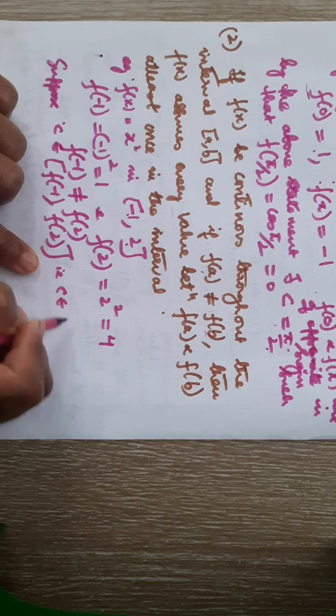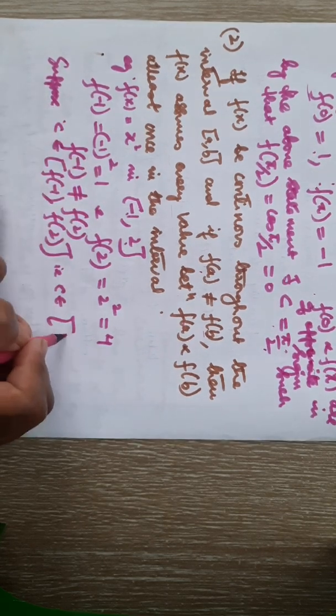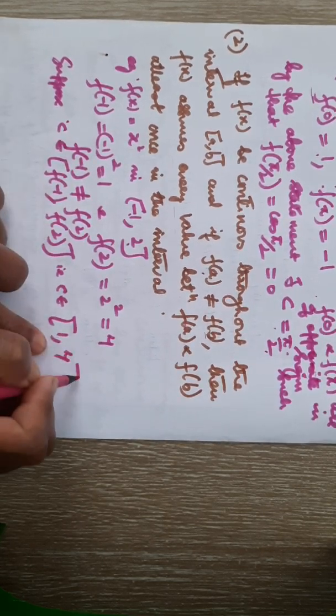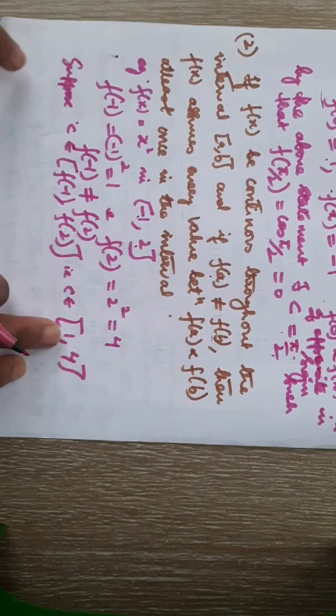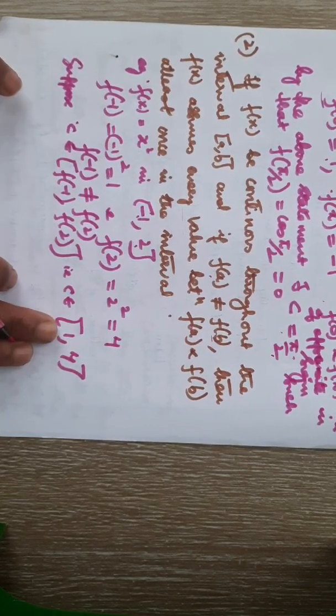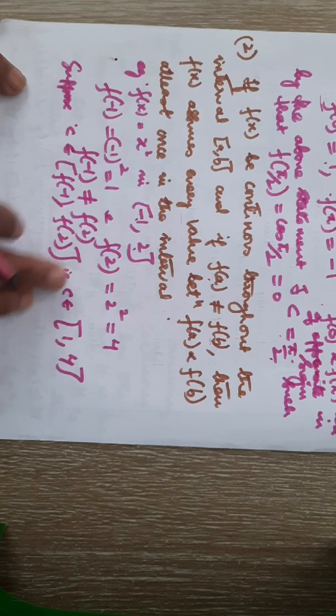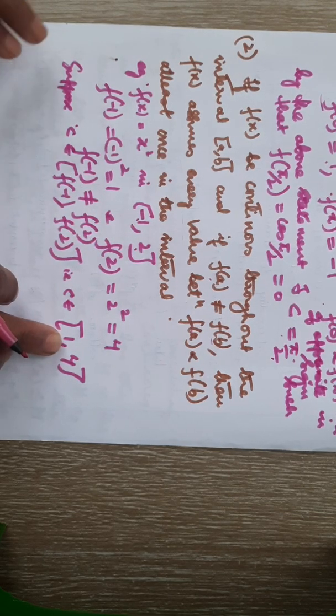That is, C belongs to... what is f of minus 1? It is 1. And what is f of 2? It is 4. Suppose C belongs to this interval 1 to 4. Then I need to show that there will exist x belonging to the interval minus 1 to 2 for which f of x will still equal this C.